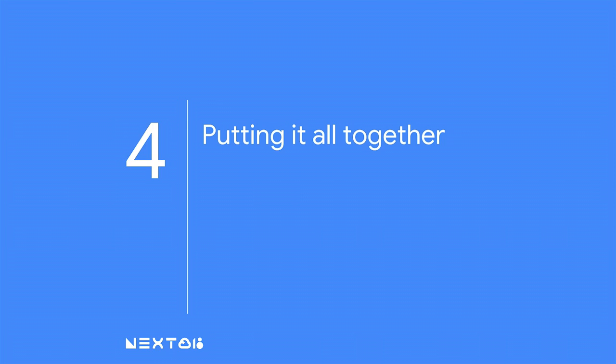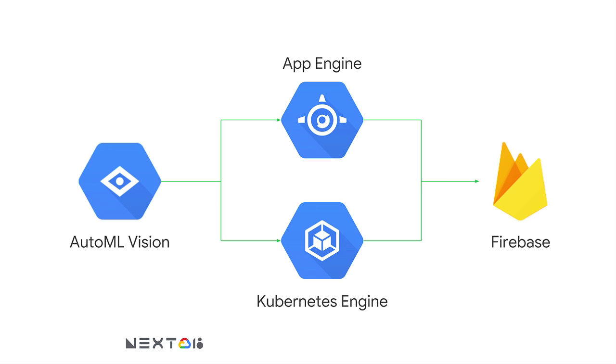All right, so let's put this all together and see what it looks like. The biggest thing I would say for, again, a typical production use case is with AutoML Vision, right? A trained model based on your images and your image data, and then either App Engine or Kubernetes Engine, and using Firebase, right? So those are really the four tentpole components that we need to use.